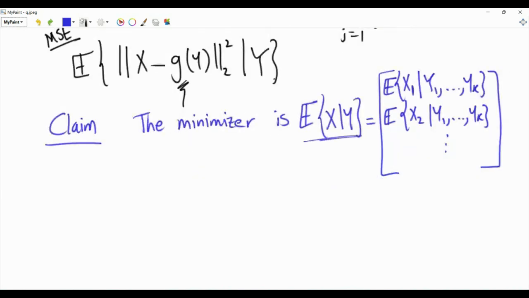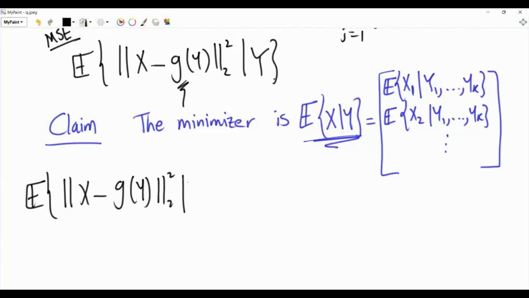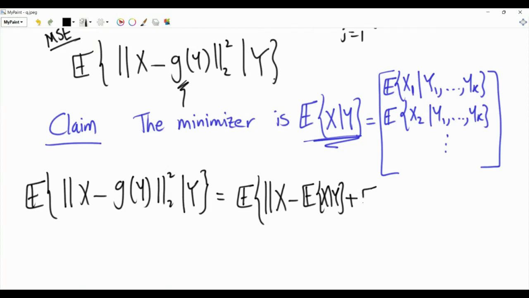To show that this is really the best estimate in the sense of minimizing the mean squared error, let's take this expectation. So this is the mean squared error given y. Now what we do is that we add and subtract this n-dimensional vector, the conditional expectation of x given y. So I will have here x minus expectation of x given y, then plus expectation of x given y, then minus g of y.